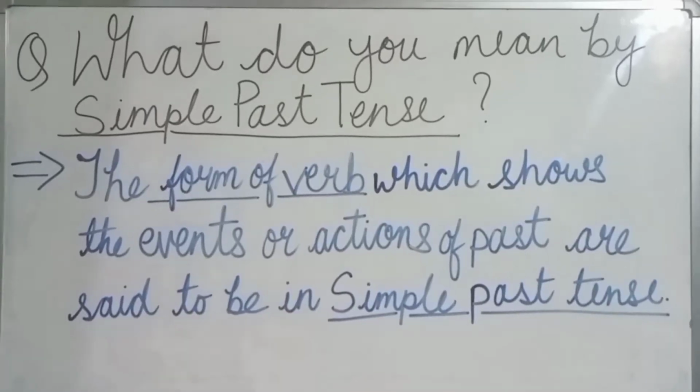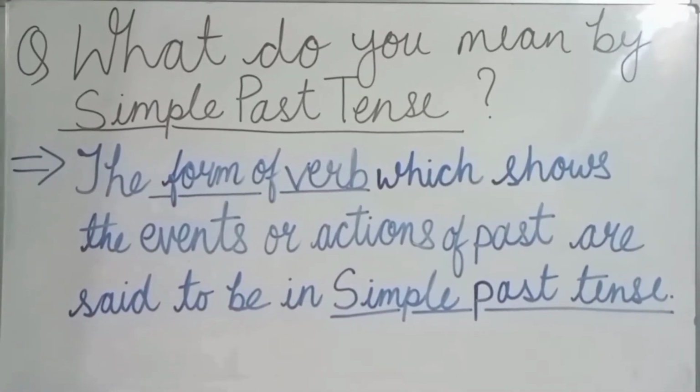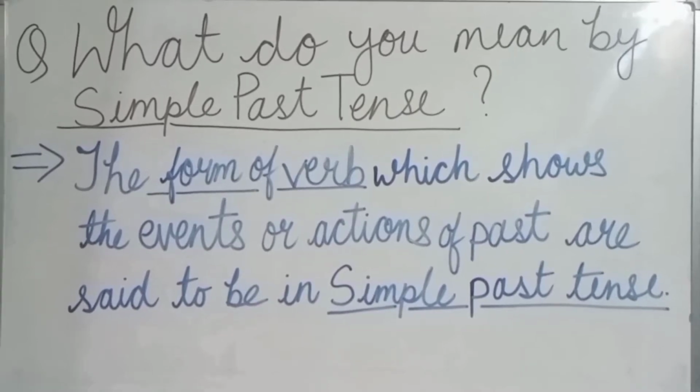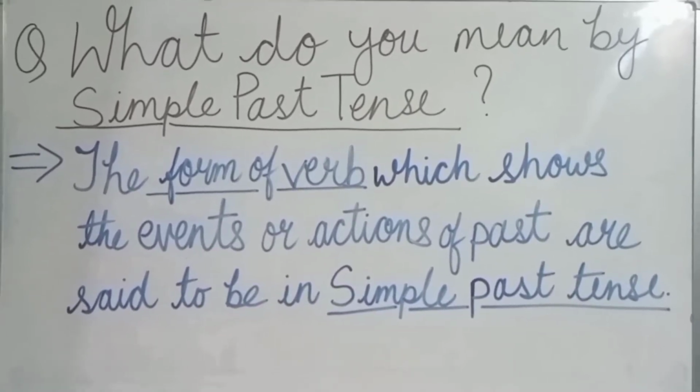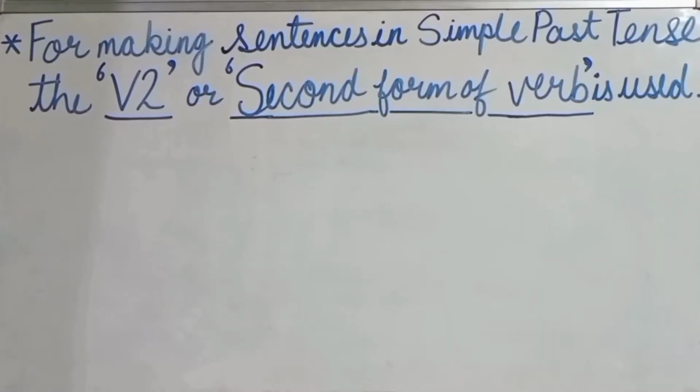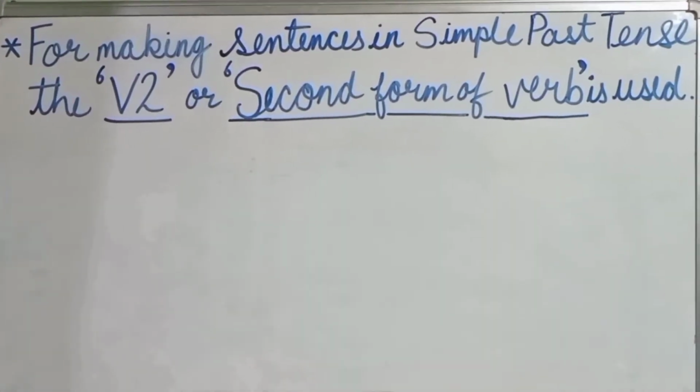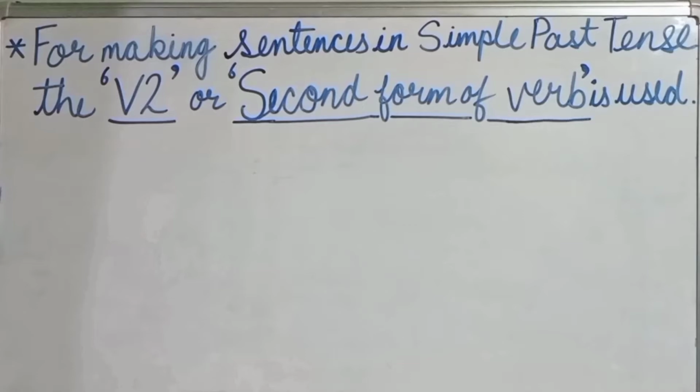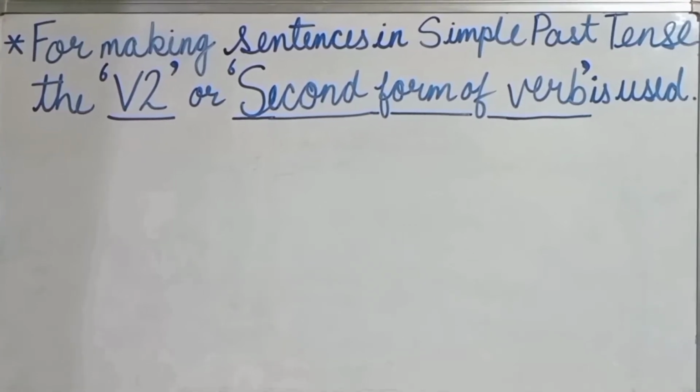The form of verb which shows the events or actions of the past is said to be in simple past tense. Yes, children, in simple past tense, we talk about the events of the past. But the most important thing is the form of verb, that is, which form of verb is to be used for making sentences in simple past tense. For making sentences in simple past tense, the V2 or second form of verb is used.